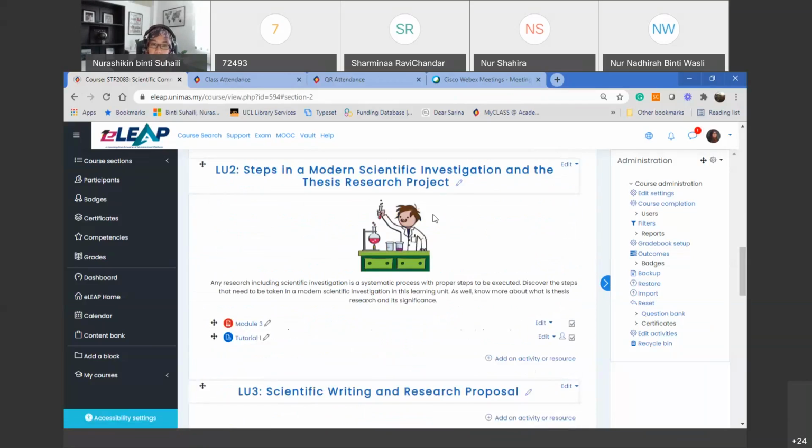In the second LU, this is the ELIP. We will talk about what are the steps in a modern scientific investigation. That will be covered in module 3, which is today. Next week, we're going to discuss module 4, which is on thesis research project. So today we are going to focus on the steps in modern scientific investigation. I've uploaded the lecture notes on ELIP. You can check them out.